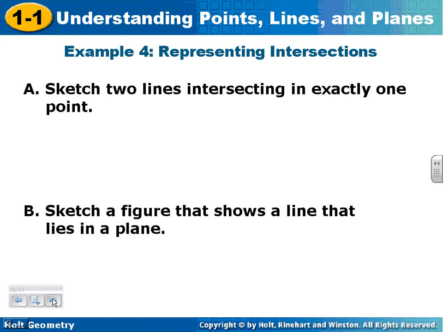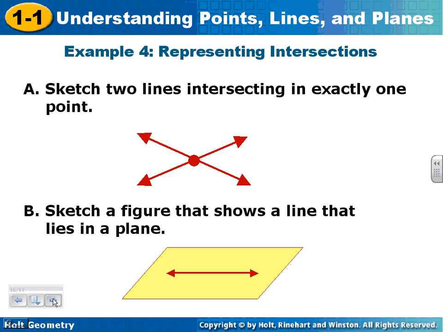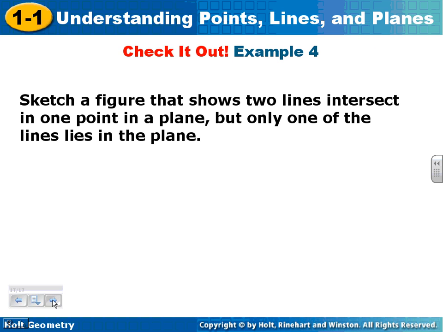Example 4, representing intersections. Part A, sketch 2 lines intersecting in exactly 1 point. 2 lines intersecting in exactly 1 point would be something like that. Just make an X. For part B, sketch a figure that shows a line that lies in a plane. You would draw something like this. Now let's get to that dashed line part on our very last slide.